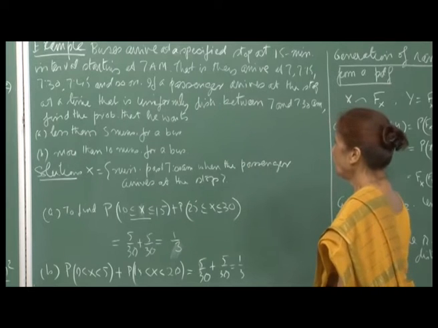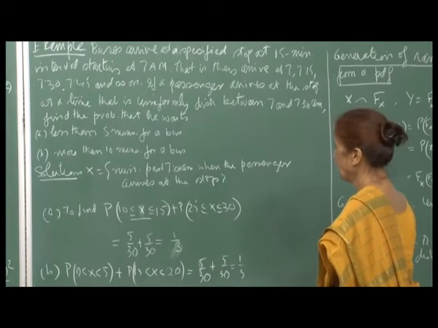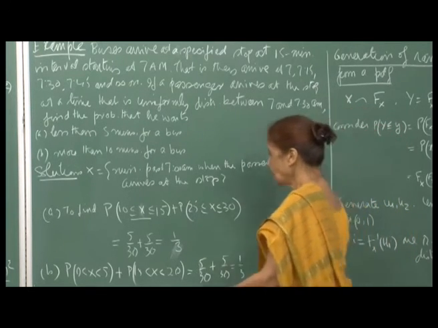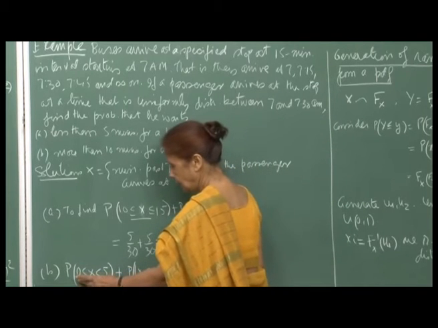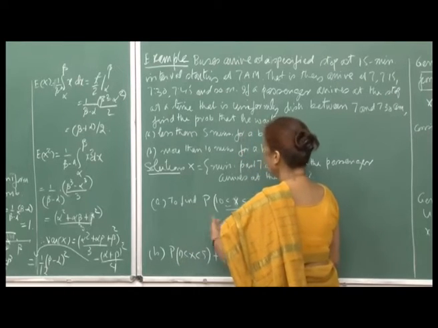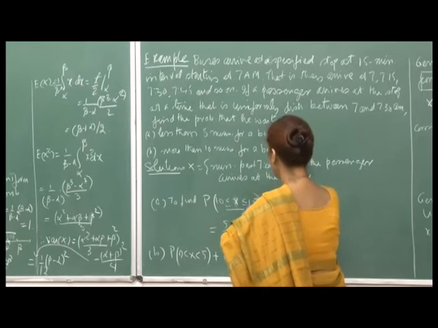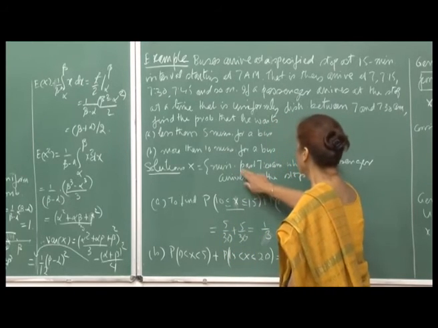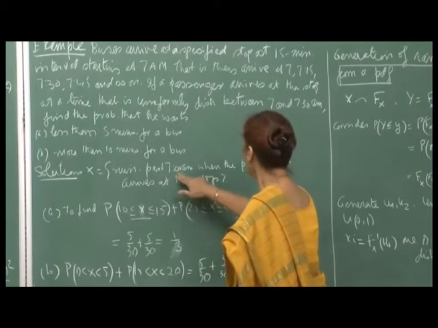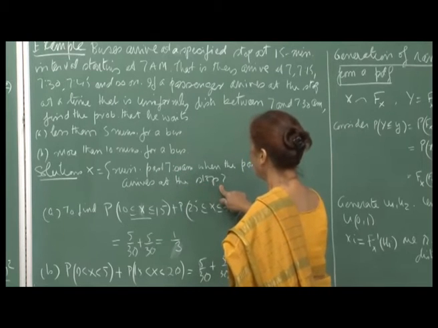Now, the second part is that he has to wait more than 10 minutes. If he has to wait more than 10 minutes, then he should arrive in this interval, because if he arrives any time between 0 and 5 minutes, see, x. That is what is important, I should have specified: X is the minutes past 7 a.m. when the passenger arrives at the stop.